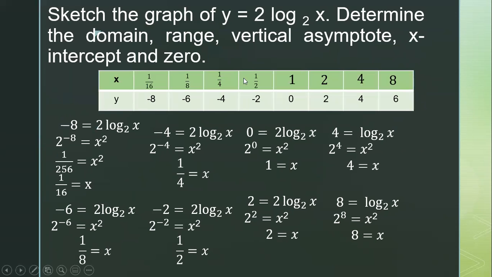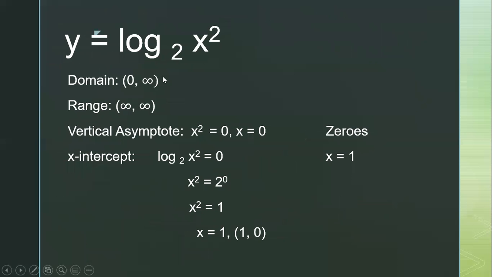Okay, so look at the first example that we had. This is the table of values for the given logarithmic function y equals 2 times the logarithm of x to the base 2. This is another one, rather, because we have here the 2. So, solving for that, these are all the solutions on how to get the values of your x's. Then the domain is 0 up to infinity.